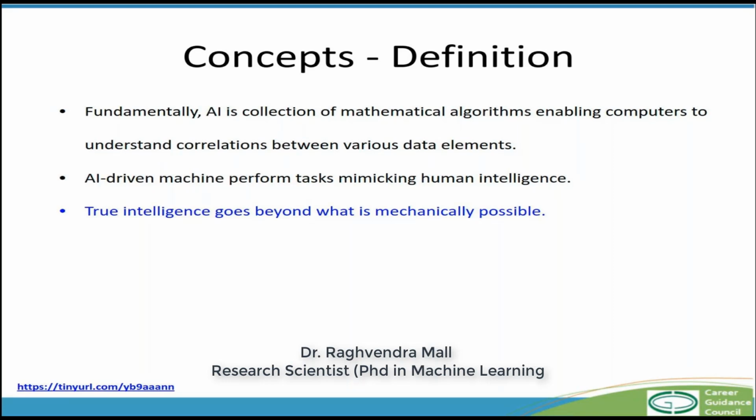However, true intelligence goes beyond what is mechanically possible. We are not at the stage where AI can think for itself or be truly intelligent, whatever the meaning of truly intelligent. We are not in the era where you can have Terminator coming alive. We are just building machines which can mimic human intelligence, or which are programmed to mimic human intelligence. That's all we are at right now.